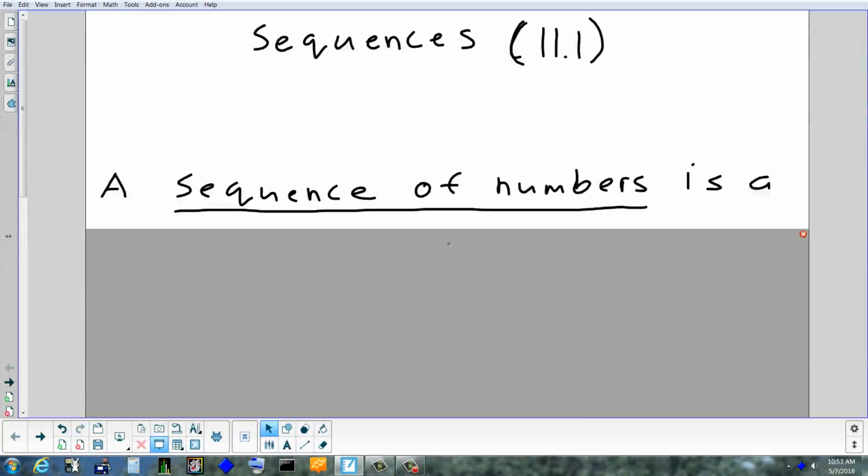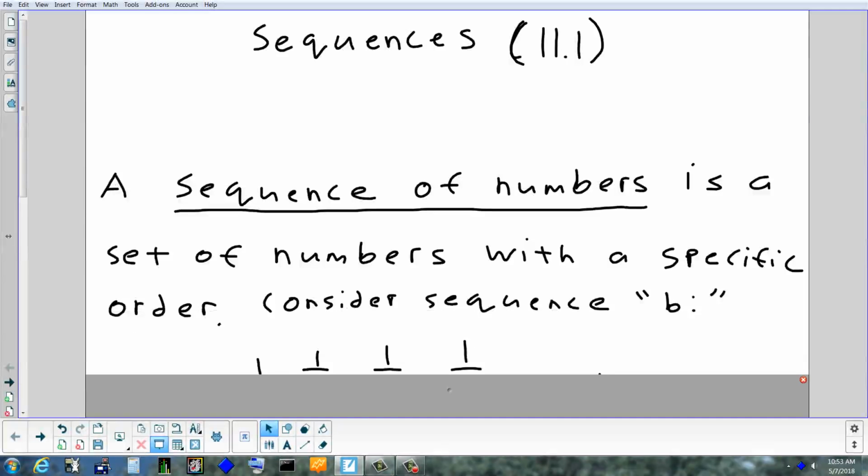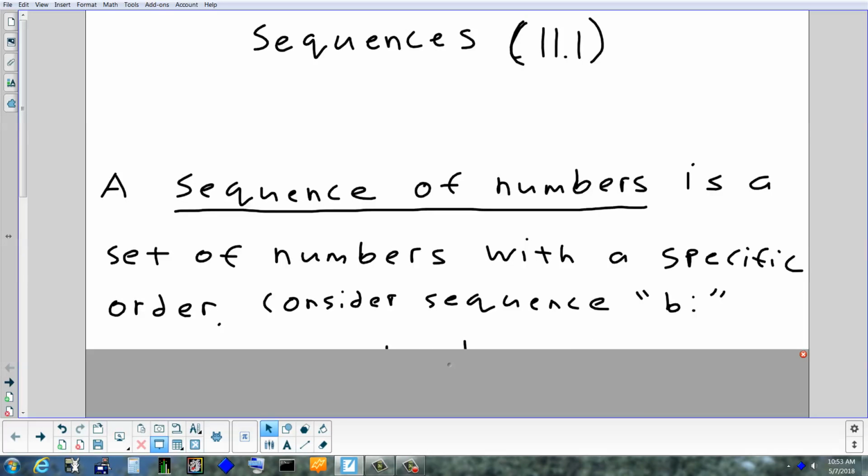So a sequence of numbers is basically just a list of numbers that has a pattern to it. There has to be a formula for how you're getting the numbers you're getting. A sequence is always in a specific order. You can't just write the numbers in a sequence randomly, otherwise it wouldn't be a sequence. There's a pattern to it.